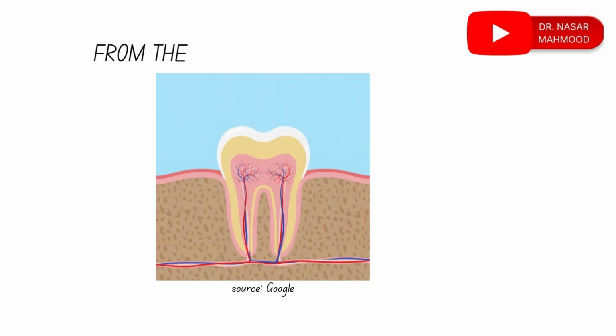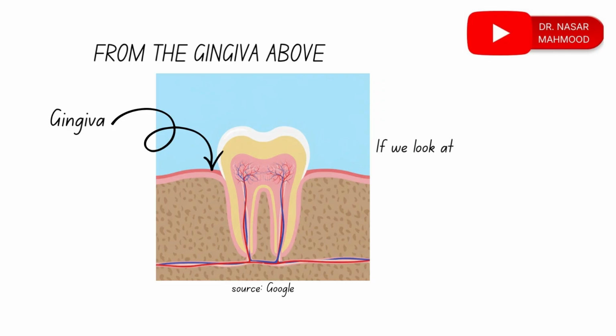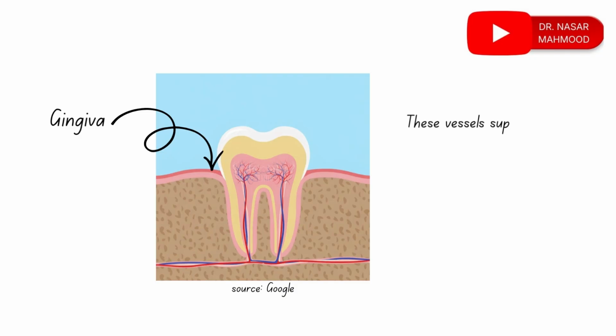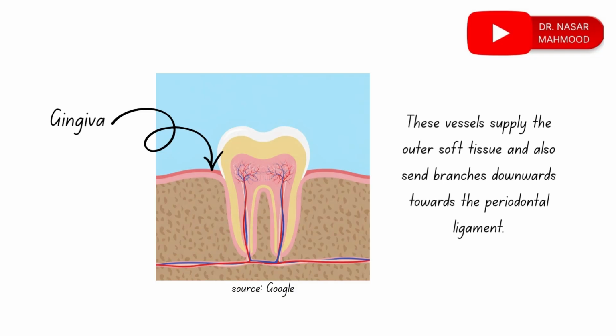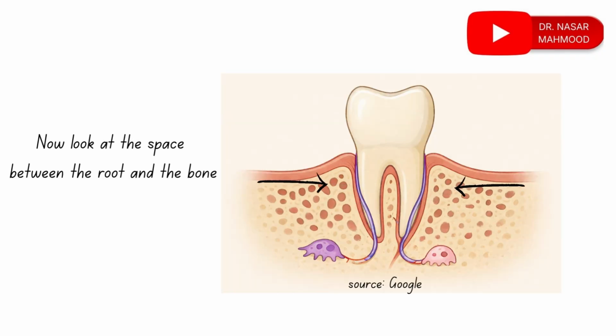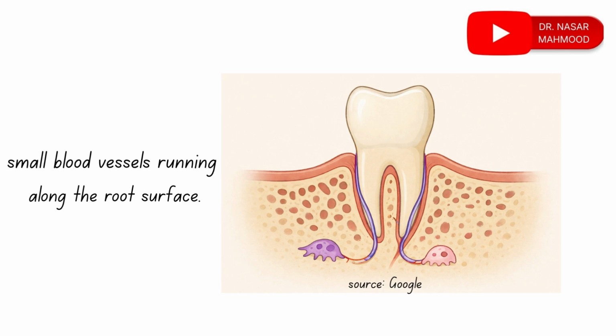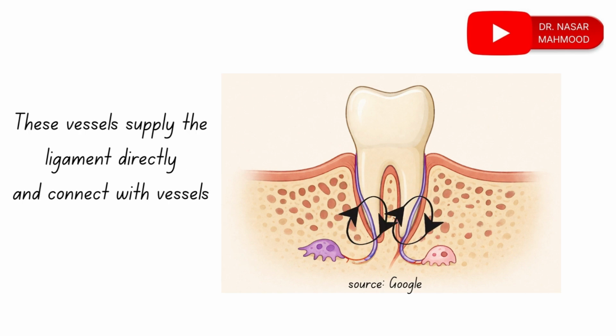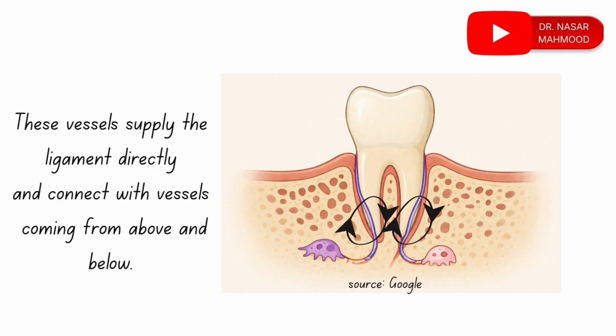From the gingiva above. If you look at the gingiva around the neck of the tooth, blood vessels come from the gingiva. These blood vessels supply the alveolar tissue and also send branches downwards towards the periodontal ligament. Now if you look at the space between the root and the bone, within the periodontal ligament itself, there are small blood vessels running along the root surface. These vessels supply the ligament directly and connect with the vessels coming from above and from below.